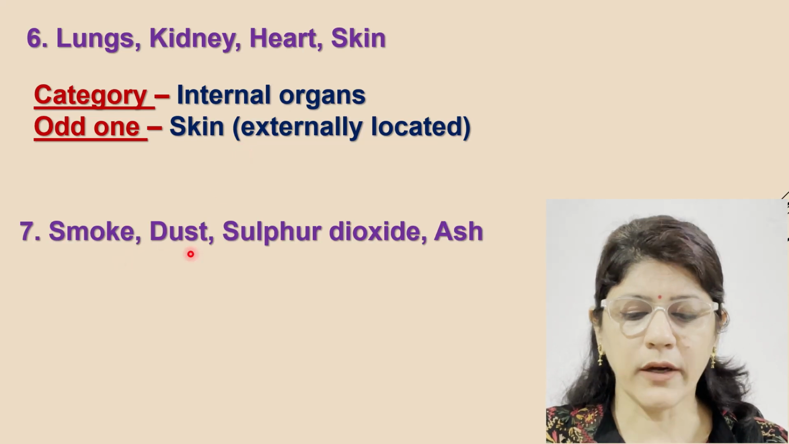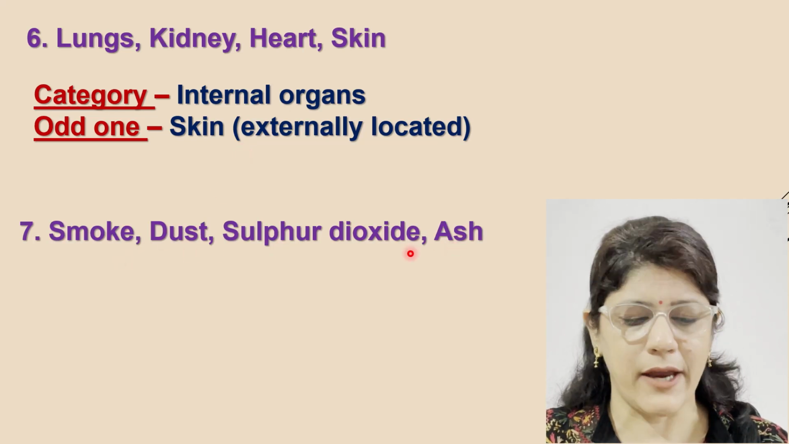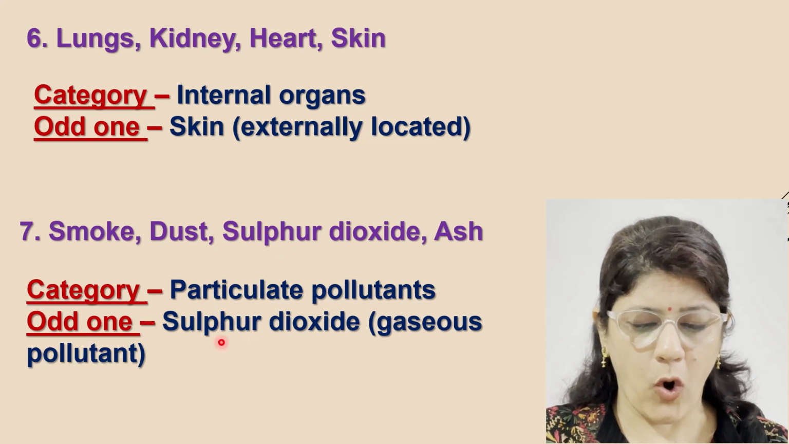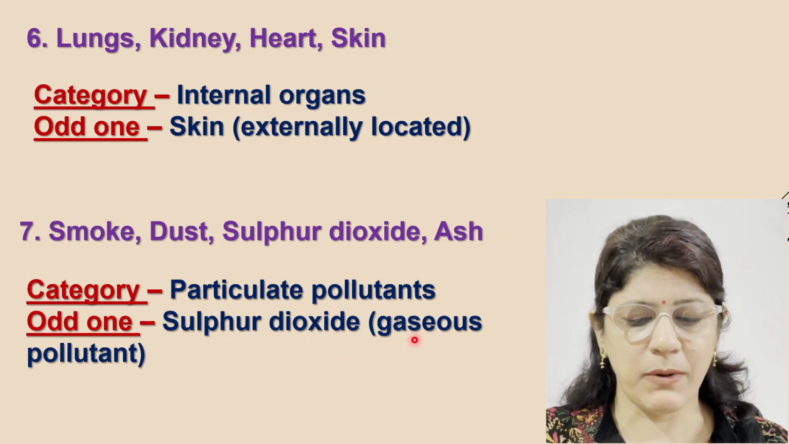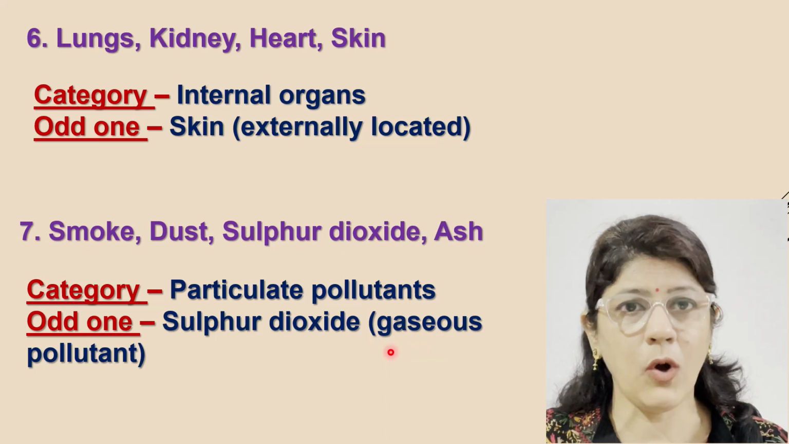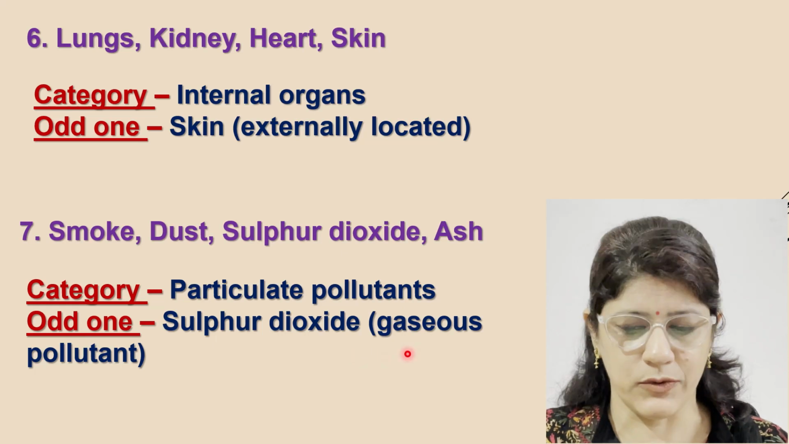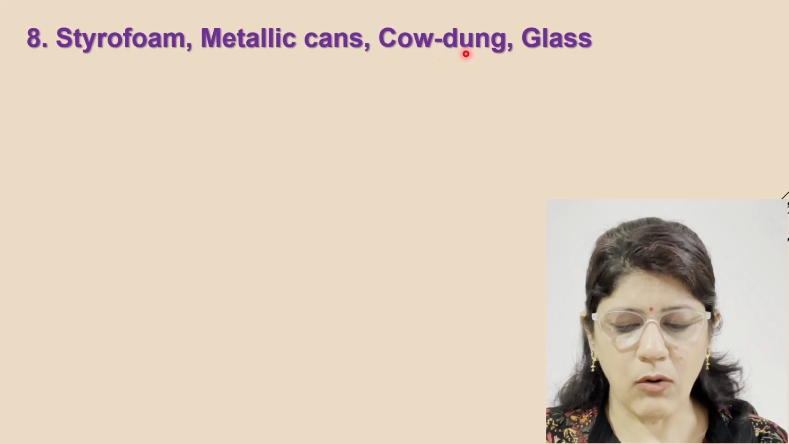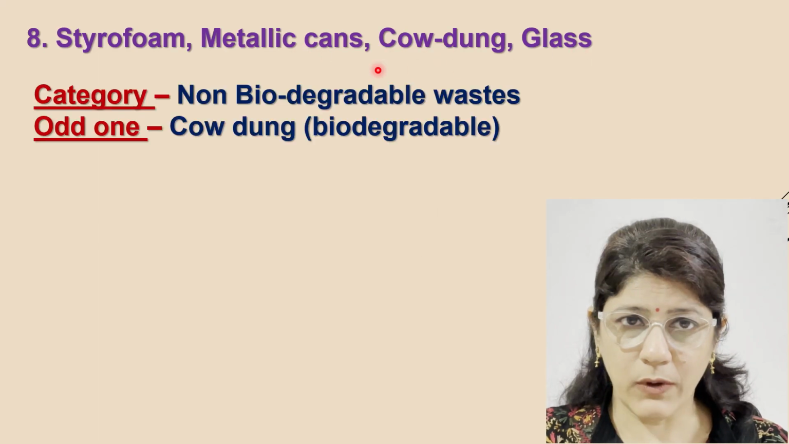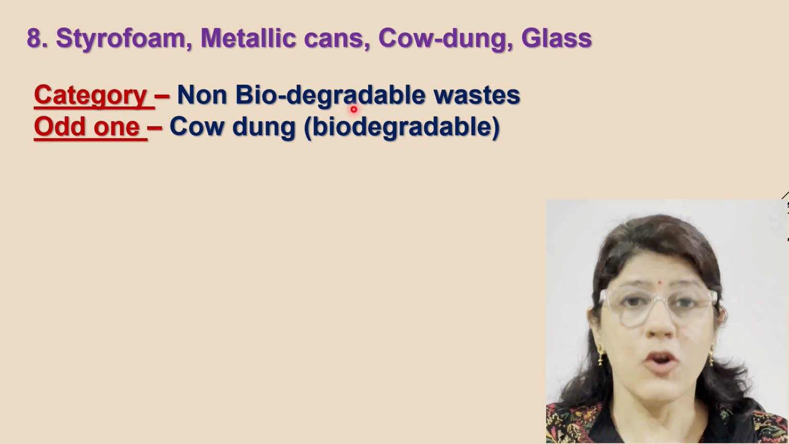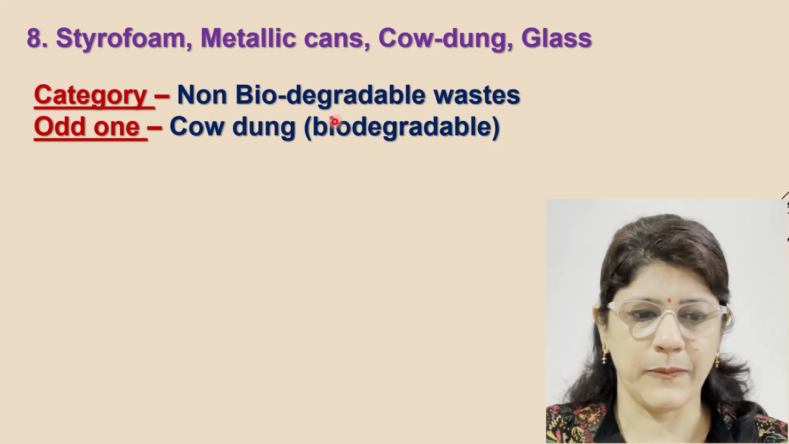Next is smoke, dust, sulfur dioxide, ash. Category is particulate pollutants, and odd is sulfur dioxide. If in the place of sulfur dioxide, carbon monoxide, then also all these are gaseous pollutants. Next is styrofoam, metallic cans, cow dung, and glass. So odd one is cow dung because it is biodegradable. So category is non-biodegradable waste.